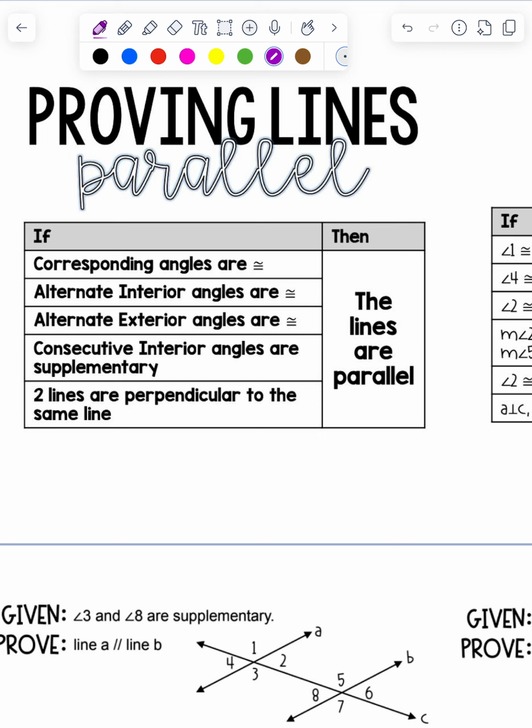Or if you can show that two lines are perpendicular to the same line, then that means that they have to be parallel as well. Because any two lines that are perpendicular to the same line, so if these two lines are perpendicular to the same line, then that means that they're parallel.